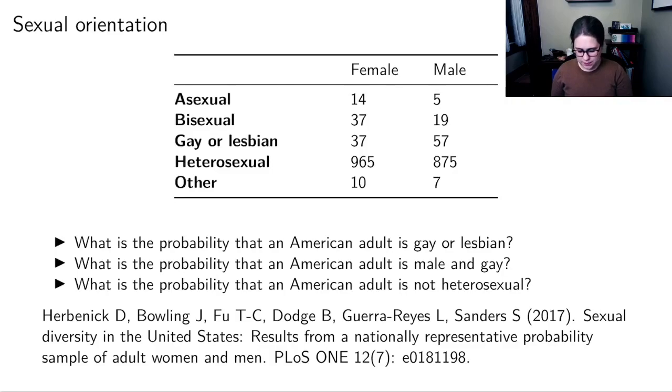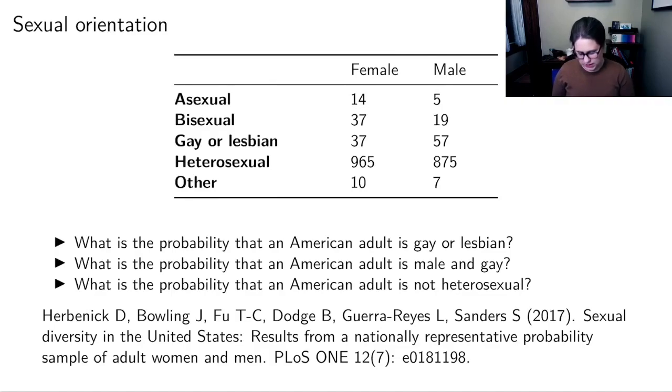So I've got female and male. Apparently in this probability sample that they did, it was a nationally representative probability sample, they only let people identify as female or male, so we're not seeing non-binary people here, but they had a range of sexual orientation. So there's asexual, bisexual, gay or lesbian, heterosexual, and then other. And this was from a large, like I said, nationally representative sample.